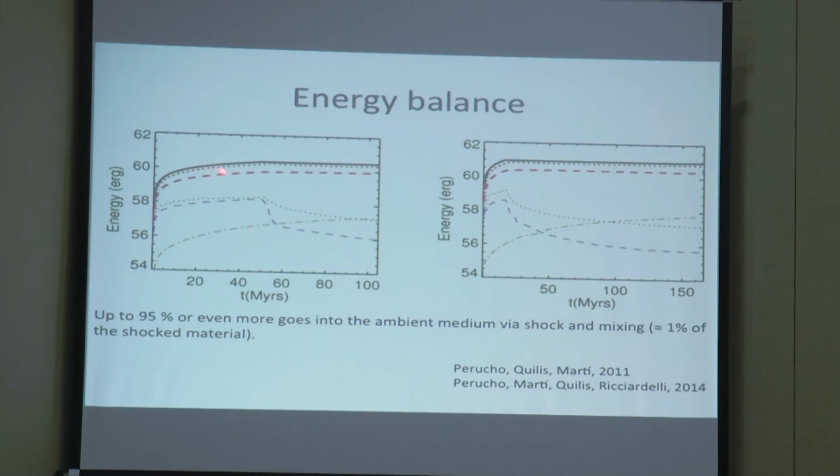So you see that the dotted lines are internal energy, the dashed lines are kinetic energy. You see that the internal energy gained by the ambient medium is very, very close to the... this is a logarithmic scale, sorry, this is not 60 ergs, this is 10 to the 60, sorry, this is log energy. And in the end you see that 90% I'd say of the injected energy can go into the ambient medium, and this is due to the shock heating.